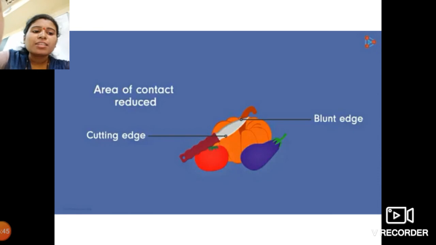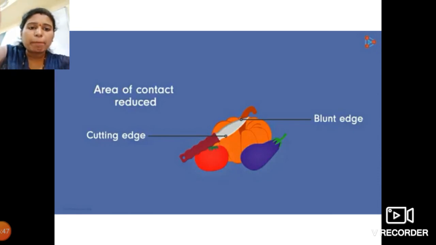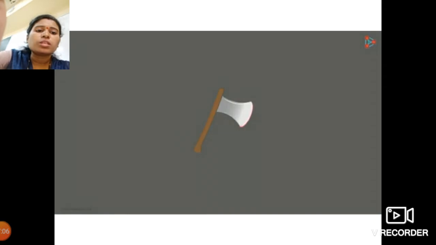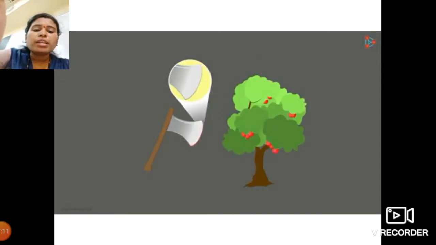Hence more pressure is applied in that case. Okay, students, hence more pressure is applied on the vegetables using this cutting edge of the knife. So consider the tool which is used to cut the trees. See this example. When the trees are cut by using this tool, what happens at that time?